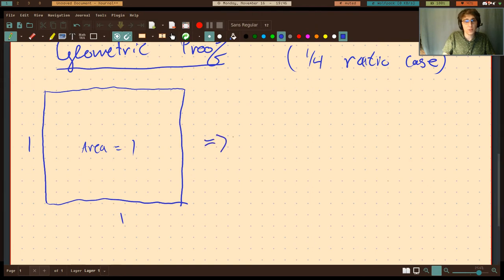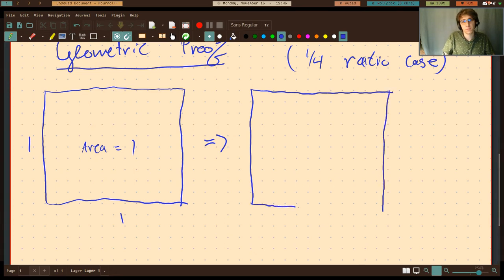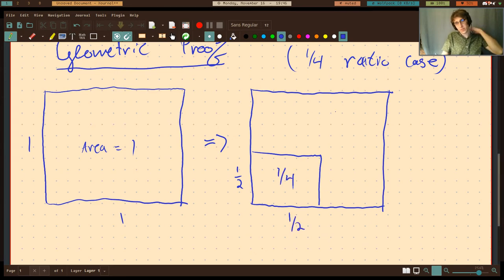Then what we do to introduce the ratio is we divide our square by area into quarters. Okay, side length of a half. Half times a half is a fourth. There's our quarter. Of course, we have 3 other quarters. So here's the other 3. Here's 1, 2, and 3.